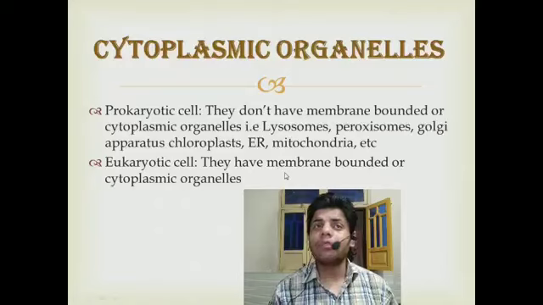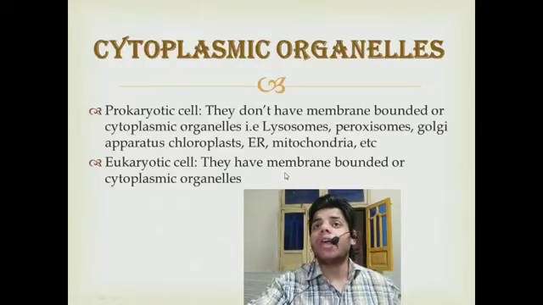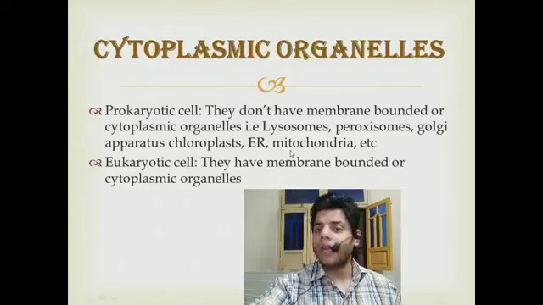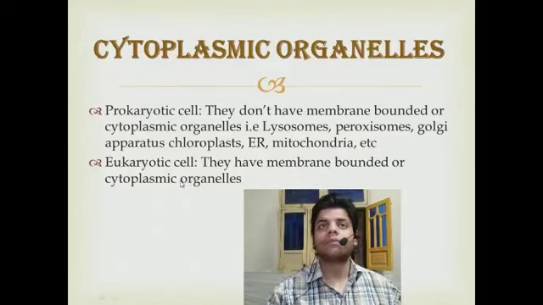On the other hand, eukaryotic cells have cytoplasmic organelles. That means they have what? They have lysosomes, peroxisomes, Golgi bodies, chloroplasts, ER, meaning endoplasmic reticulum, mitochondria, etc. Okay, so let's go to the next slide.